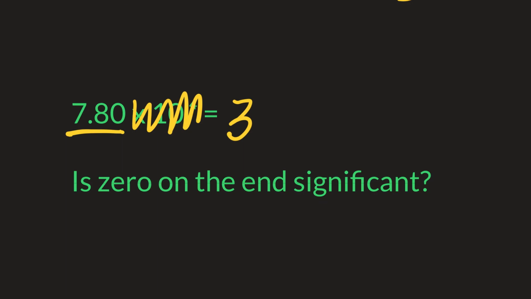So again, very simple. Zeros to the left do not count. Zeros to the right count if there's a decimal point somewhere in the number. And that's it. That is all there is to counting sig figs. I hope that helped.